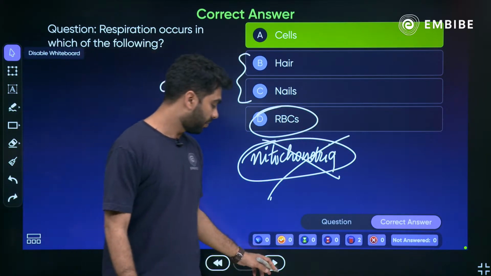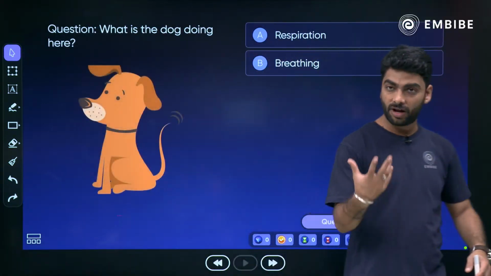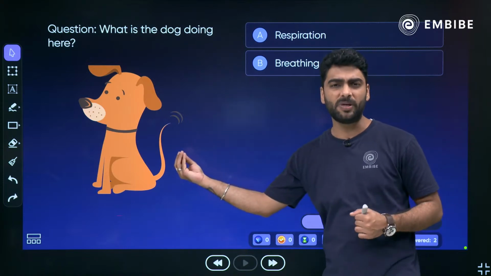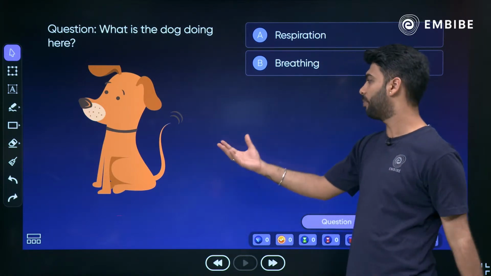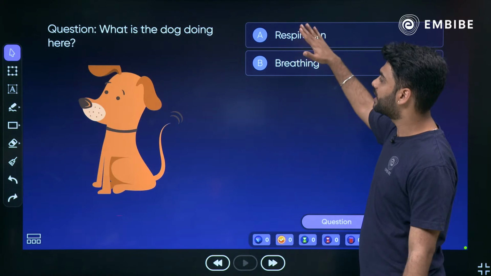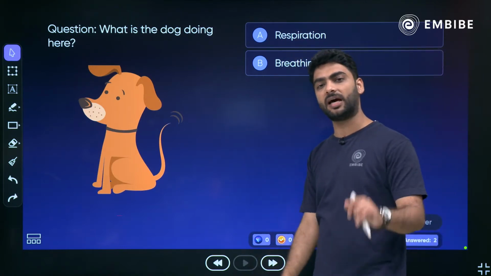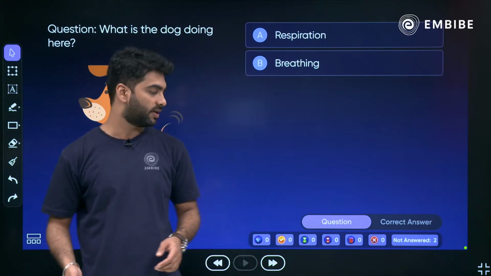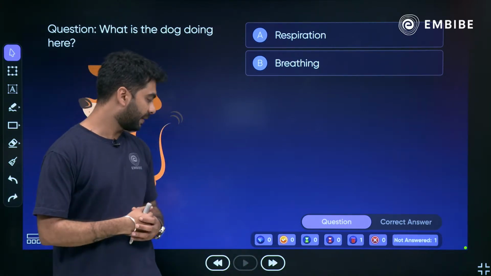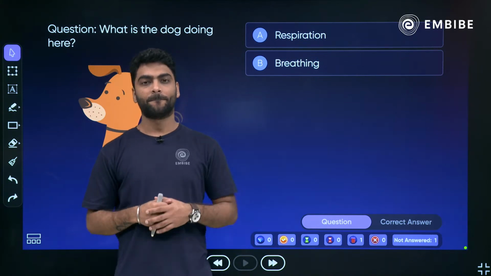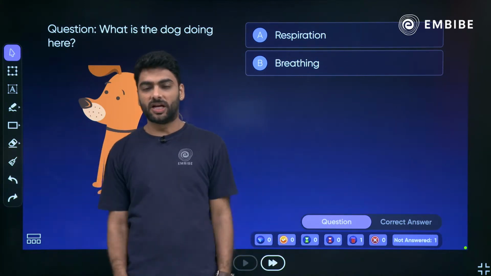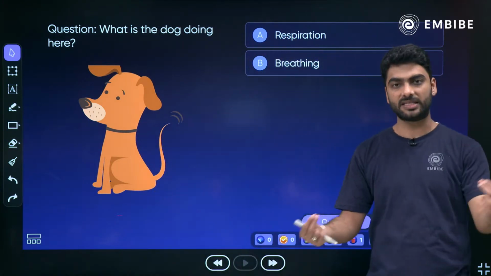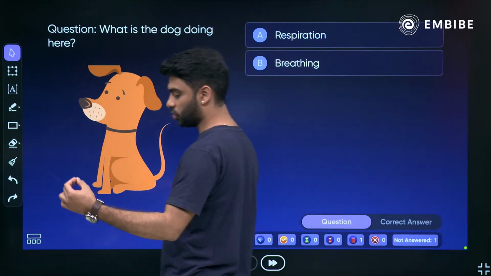ठीक है? अब आगे बढ़ते हैं. One more question. What is the dog doing here? ये जो क्यूट सा हमारा पपी है, बिल्कुल क्यूट प्यारा सा हार्मलेस सा पपी है, ये क्या कर रहा है? रेस्पिरेशन कर रहा है या ब्रीदिंग कर रहा है? क्या लगता है आपको? या बोथ? चलिए, इजी पीजी जापानीजी, बहुत ही आसान सा सवाल है. Is it doing respiration or breathing?